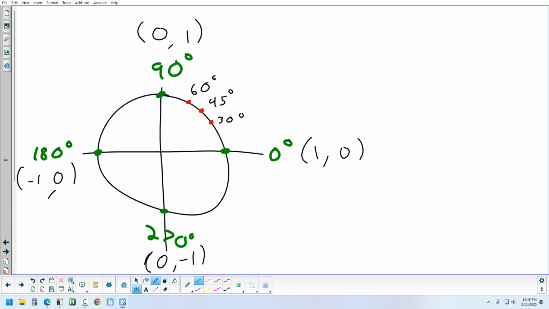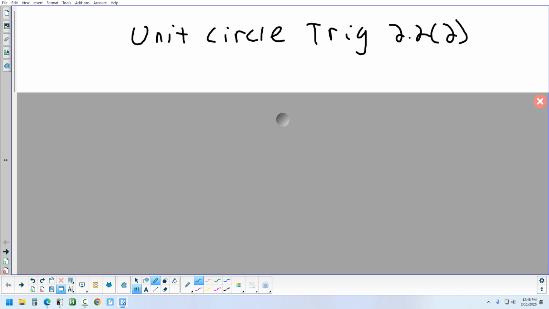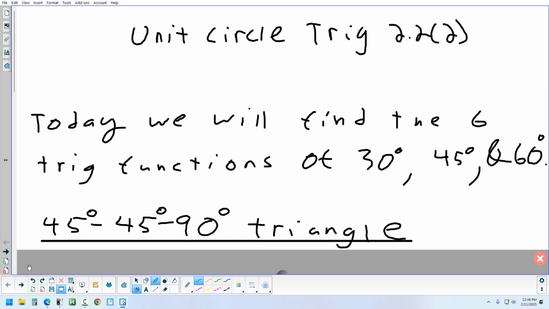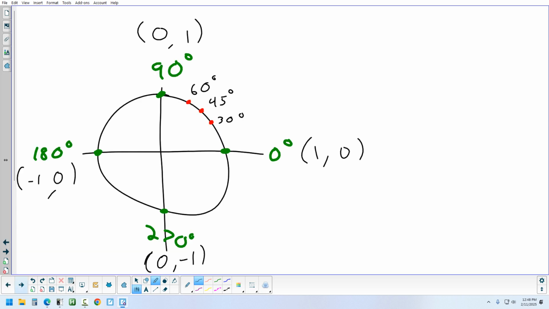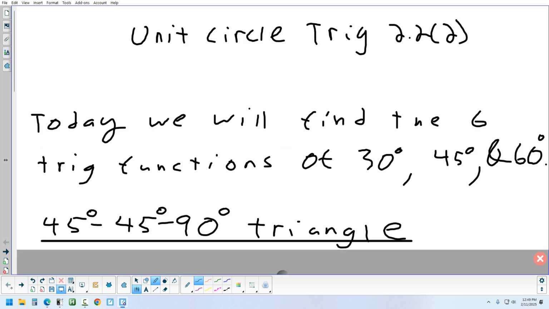So in order to do the unit circle trig with those three angles, what is it that we have to know about each one of them? Coordinate. Yeah, we got to figure out the coordinate. The 30 and the 60 are connected, and then the 45 is separate. So we're going to start by looking at the 45. Once you know how to find the 6 trig functions of the 30, the 45, and the 60, finding them in any quadrant, 2, 3, or 4, is very similar to doing them in quadrant 1. But today we're mainly going to focus on quadrant 1.